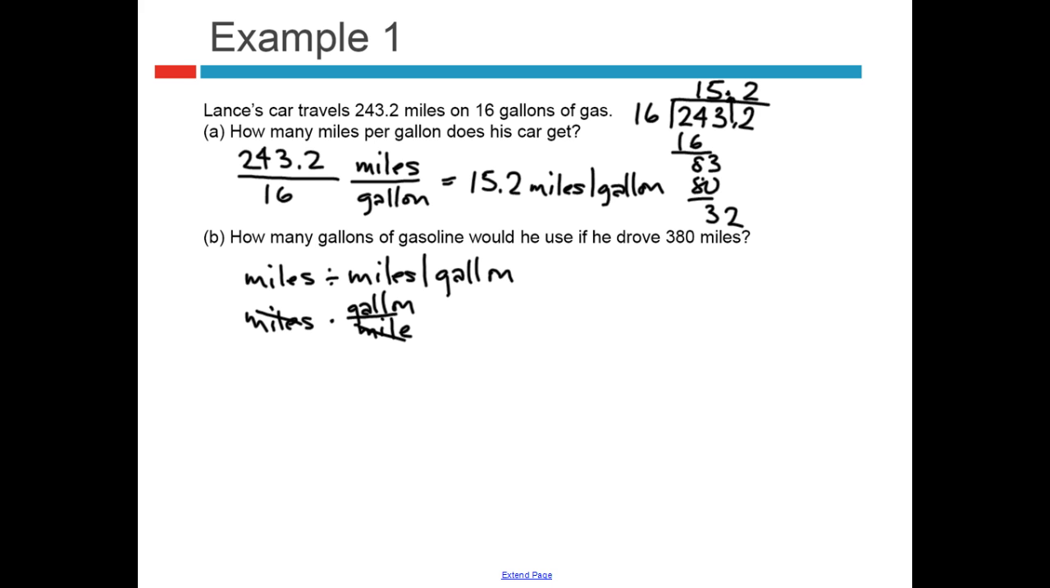So what I need to do is I need to take that 380 miles and divide it by the 15.2 miles per gallon. So I need to multiply the divisor by 10, and I multiply the dividend by 10, and I move the decimal place just once. Okay? So when I do that, 380 divided by 152 is 2. 2 times 152 gives me 304.